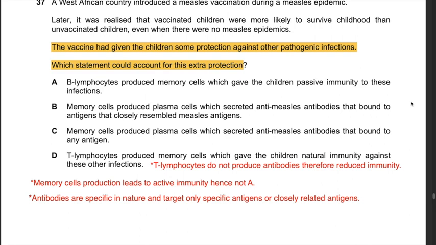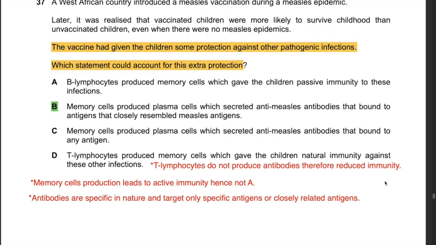B. Memory cells produce plasma cells which secreted anti-measles antibodies that bound to antigens that closely resemble measles antigens. Yes, this is a possible statement, as antibodies are specific in nature and they target only specific antigens or closely related antigens. As closely related antigens could have similar shapes to the actual antigen, the anti-measles antibodies could attach to these closely resembling measles antigens. Therefore, answer B is the correct choice.